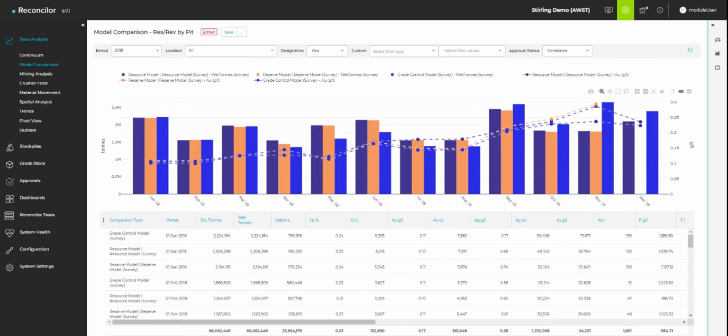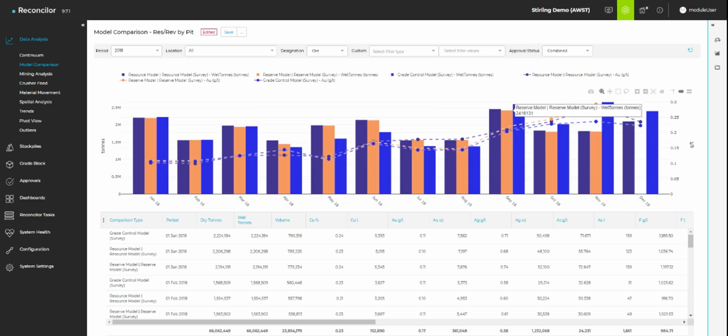Now let's explore physical reconciliation using the model comparison screen. This screen allows us to compare the actual physical properties of the material, such as tonnes or volume and grade and metal, against the predicted models. So let me show you how we can compare the resource model to, say, the reserve model and, again, the grade control model.